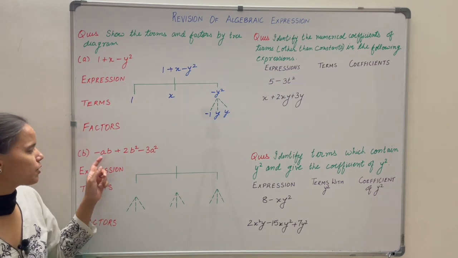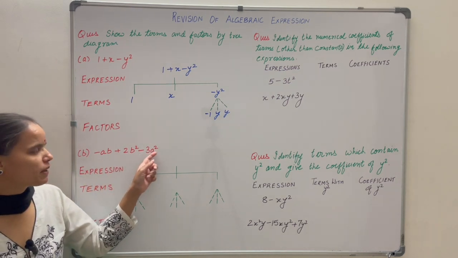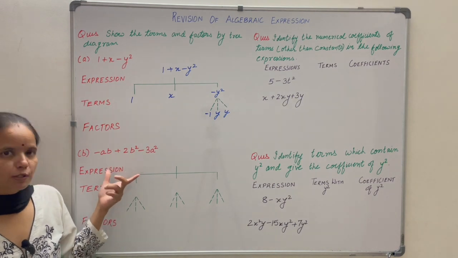Let us take this question, minus ab plus 2b square minus 3a square. This is the expression given to you.